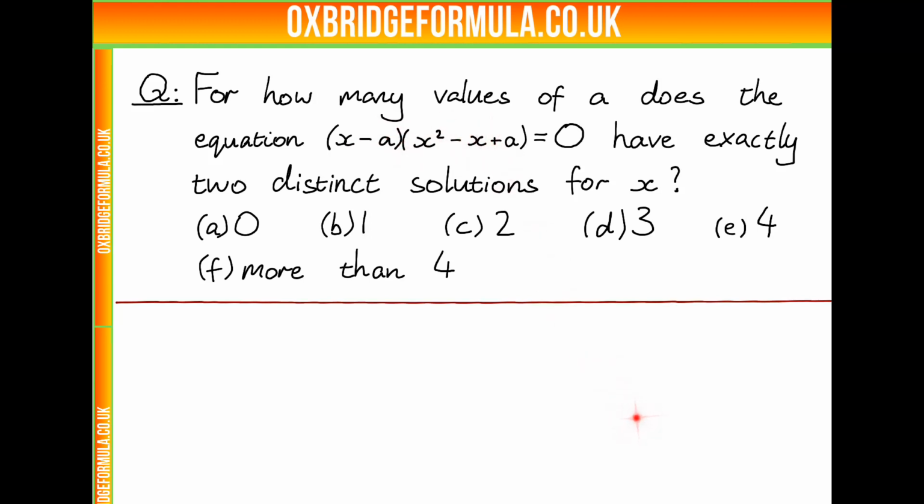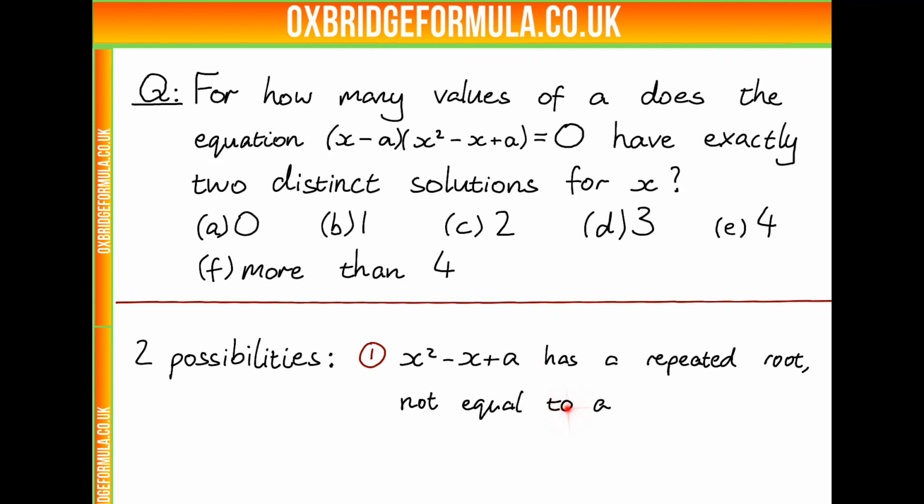So we can write this down. To recap, our two possibilities are firstly that this quadratic x squared minus x plus a has a repeated root which is not equal to a, and our other possibility is that a is a root of this quadratic, but it's not repeated, because if it was repeated then there would only be one solution to this equation for x, and that solution would just be x equals a, so there needs to be some other distinct root.